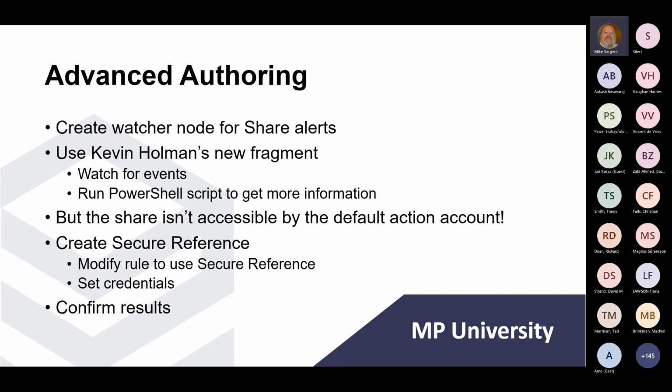So we're going to go through and do that. I'm going to be demonstrating all of this. And of course, reading ahead, you all see my little bullet point there that says, but the share isn't accessible by the default action account. This is something that is fairly common. So we'll show you how to create a secure reference, modify the rule to use that secure reference, set the credentials, and then confirm the results.